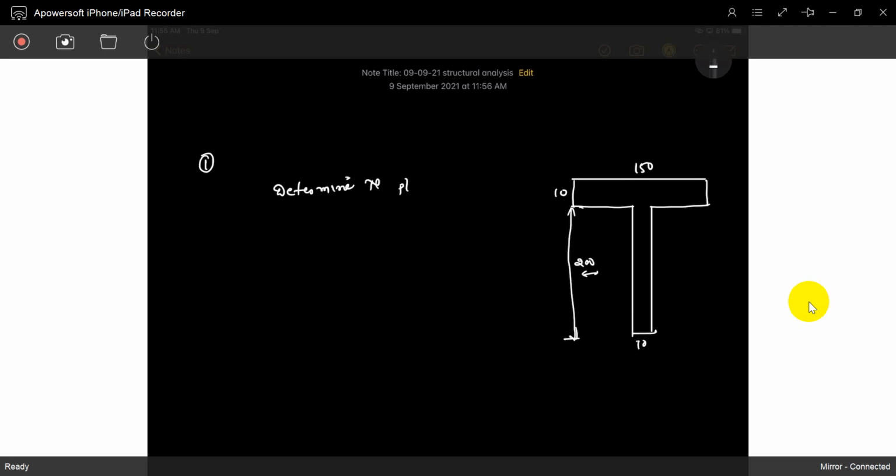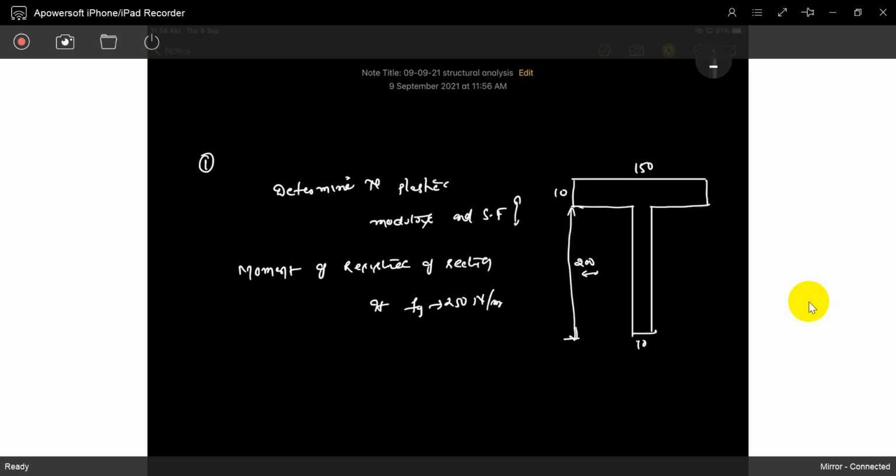determine the plastic modulus and shape factor. If you want to find out the moment of resistance of the section, if Fy is 250, find out the moment of resistance also. Can you find out the moment of resistance of that section?